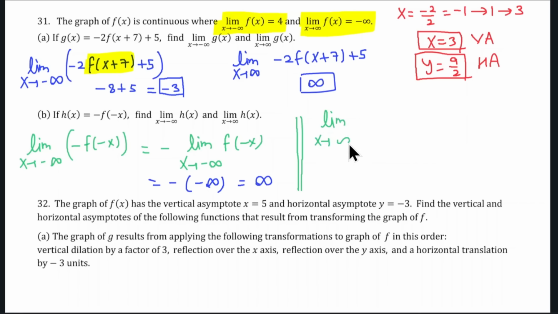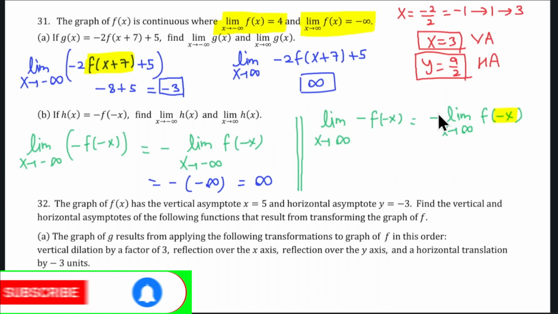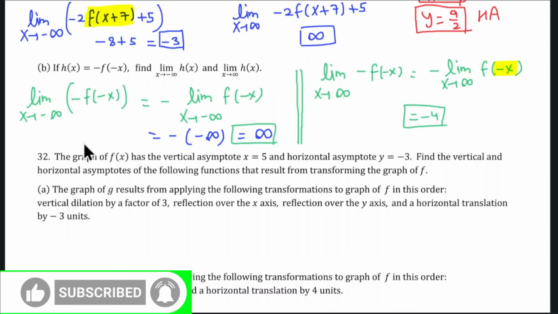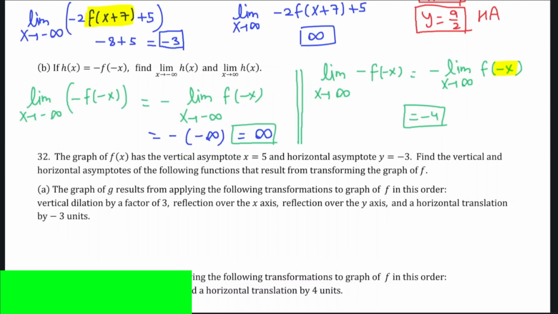And for the positive side, x approaching infinity, minus of f of minus x. This can be written as minus of limit of x approaching infinity of f of minus x. And as x approaches infinity, because of this negative, it is as good as x approaching negative infinity, which is 4. So the answer will be not 4, because there is a negative sign sitting outside. It will be negative 4 over here. So that's the answer.